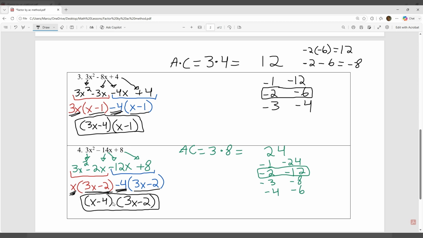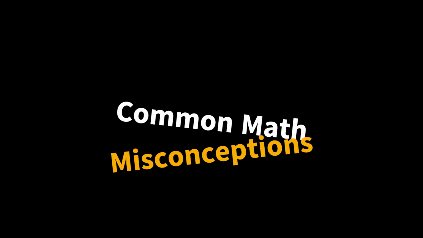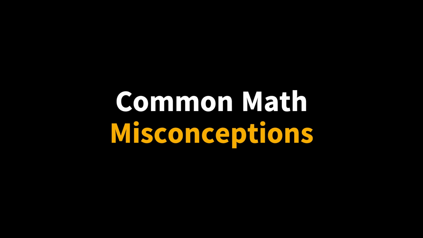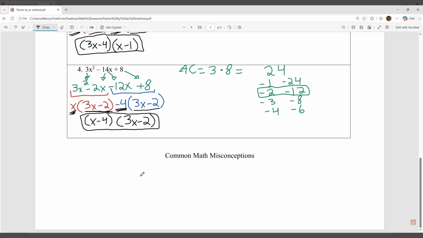So we're going to proceed to the last part of the lesson, common math misconceptions. A very common math misconception is forgetting to factor out a negative term. So if we look at question 4 again, from this step right here. So let's say you have 3x squared minus 2x minus 12x plus 8. So I'm just going to copy the steps here. So the first one we had x and 3x minus 2.